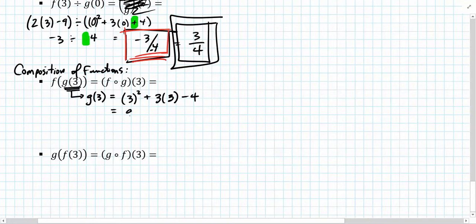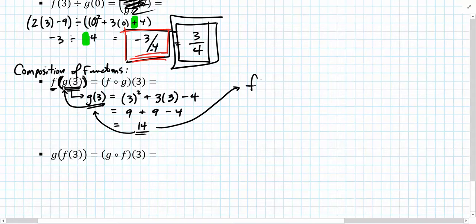3 squared is 9. 3 times 3 again is 9, minus 4, so that's 18 minus 4. That looks to be 14. Now 14 is the result of just the g function evaluated at 3. Now that I know what g of 3 is, I'm going to go back into the f function and evaluate that result. So next I'm going to take this and evaluate f at 14.